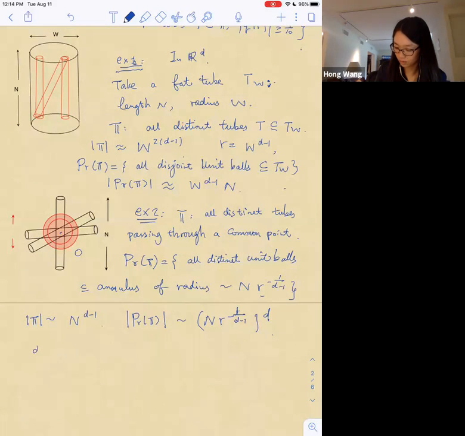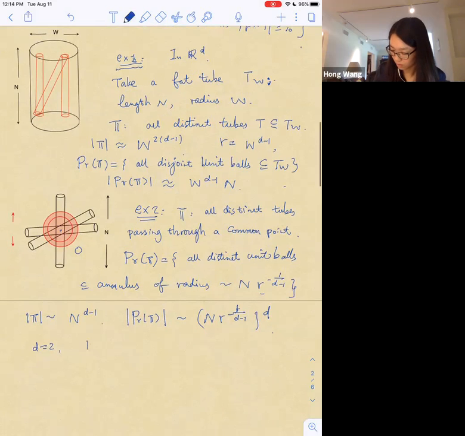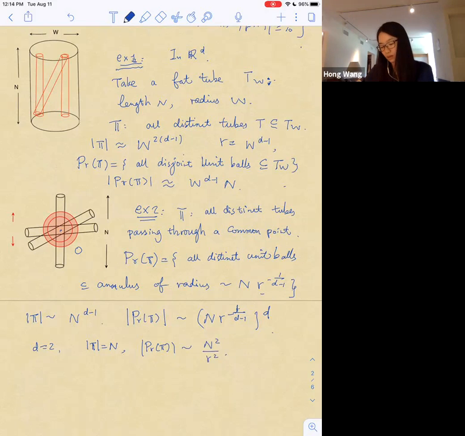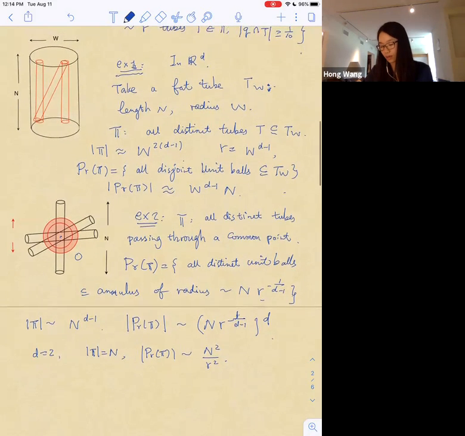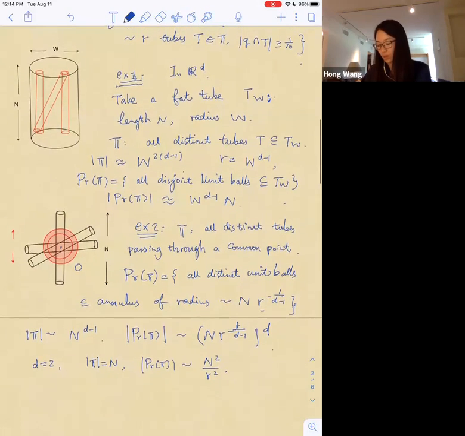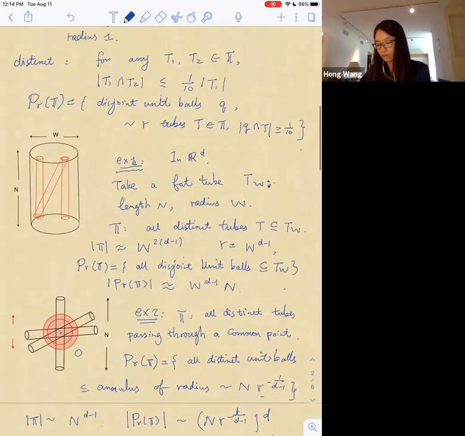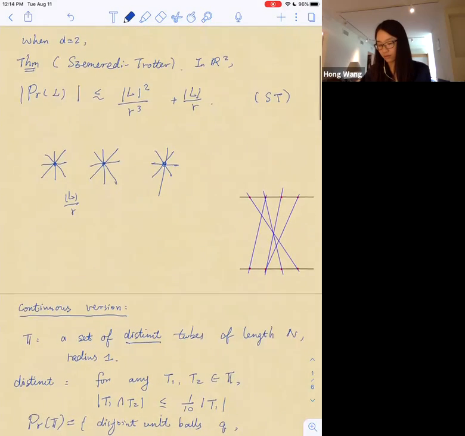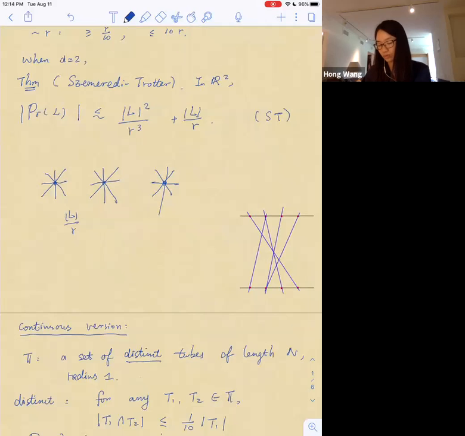when d equals 2, the number of tubes is n, and the number of r-rich balls is n squared over r squared. So this example still does not satisfy the semi-algebraic bound above, which is n squared divided by r cubed plus n divided by r.